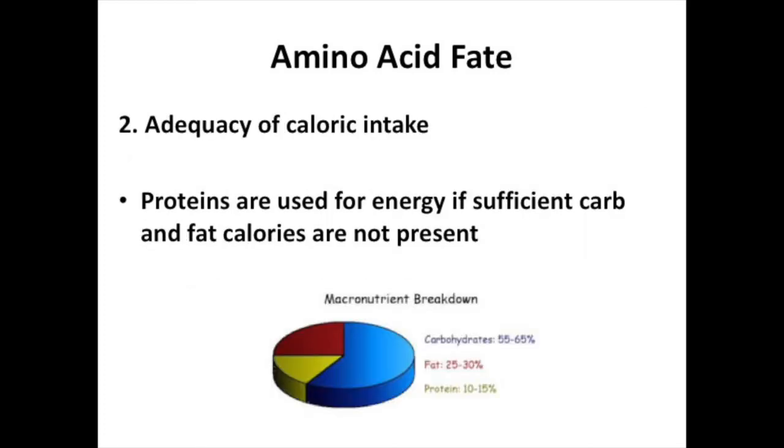The other thing that's considered is how adequate is your calorie intake. So your body's first choice for energy is always going to be carbohydrates. If you don't have enough carbohydrates, say you're on a low carb diet, your body is going to revert to fat next. If your body does not have enough fat to burn, then your body would revert to breaking down protein. Now, again, you're starting to get into some dangerous territory here.